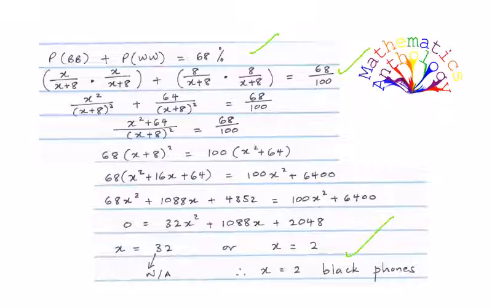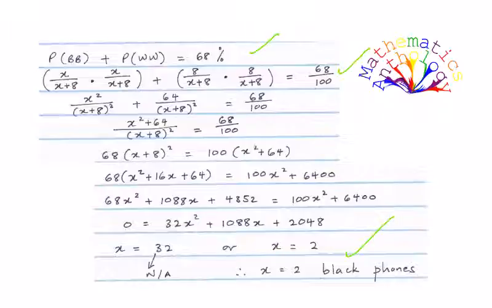Eventually you'll need to take everything over to one side, make it equal to 0, put your like terms together, and you'll end up with 32x squared plus 1088x plus 2048. Now I use the quadratic formula here to solve for x, and I got x is equal to 32 or x is equal to 2.